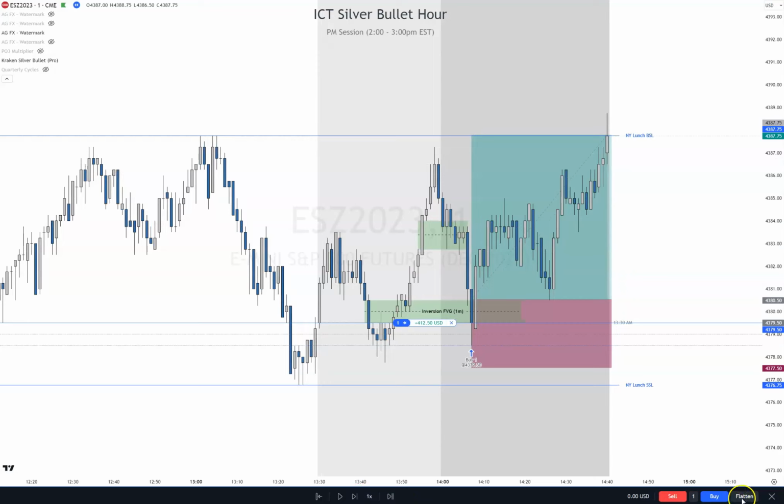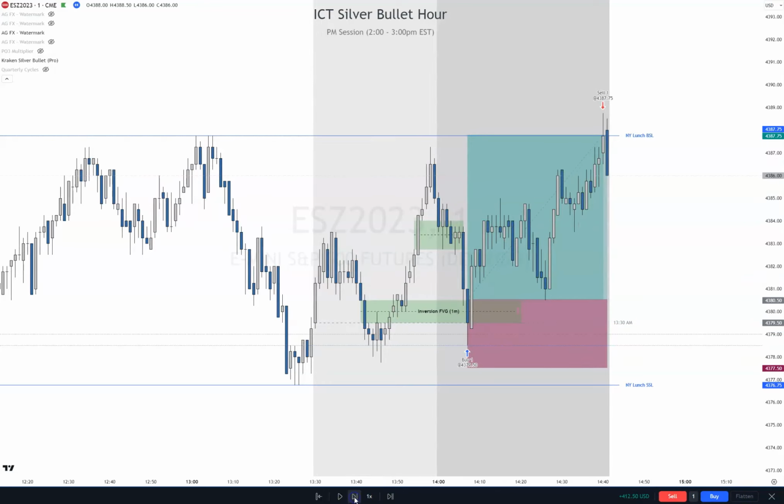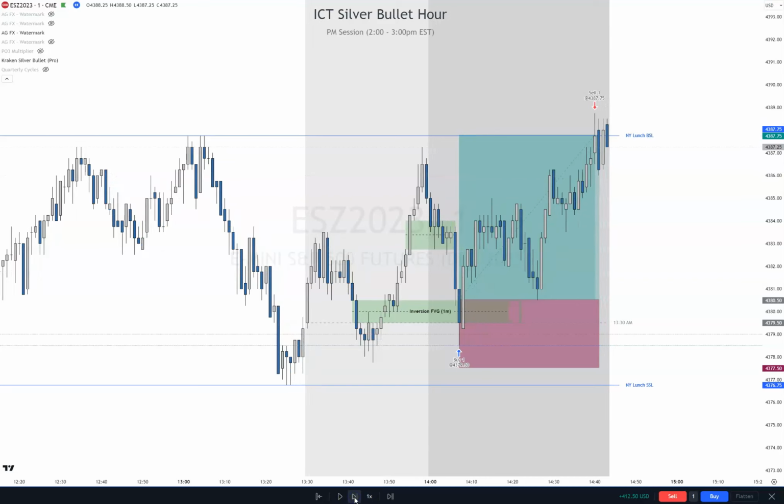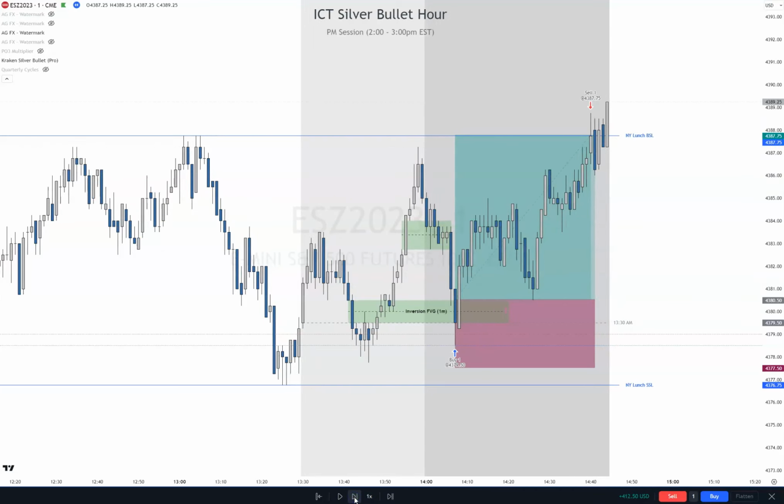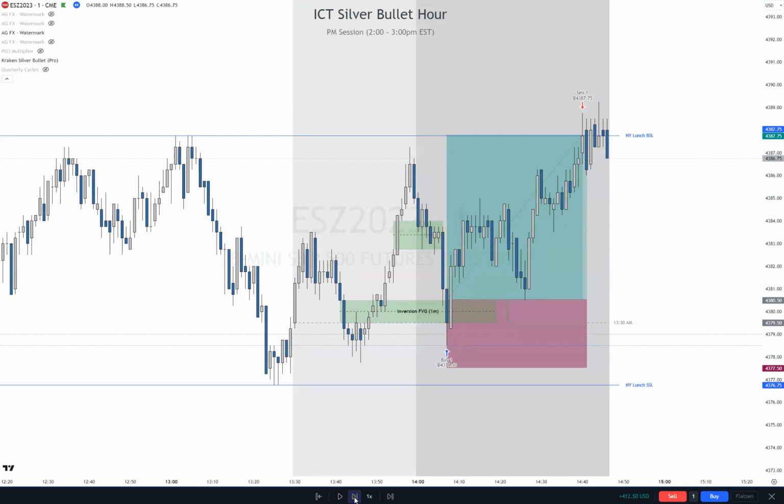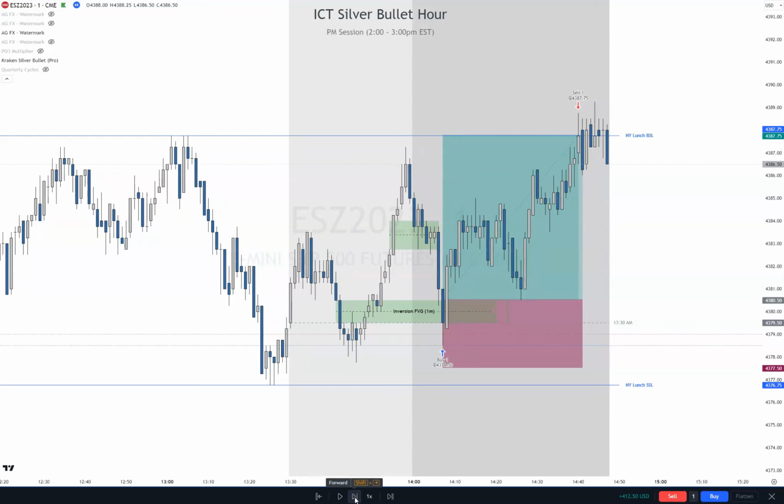And there you go, flatten. Let's see how this continues to trade out here. I'll show you a second trade that I took this afternoon.